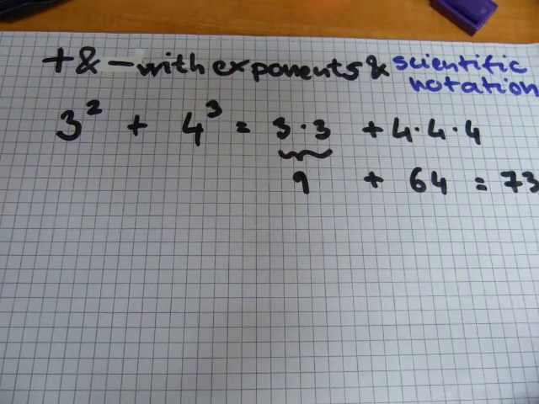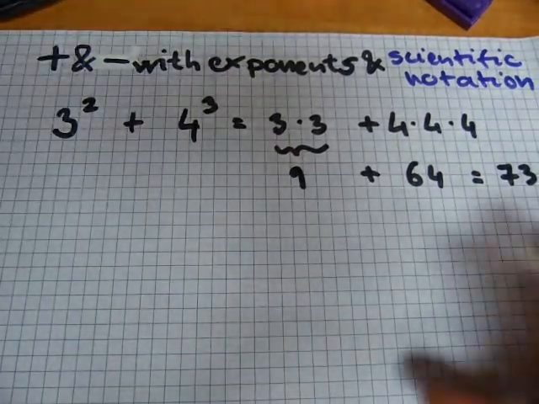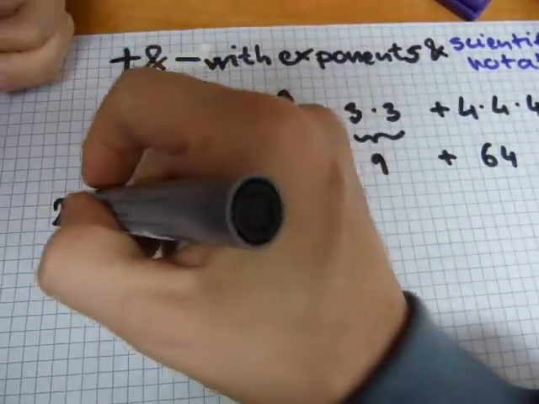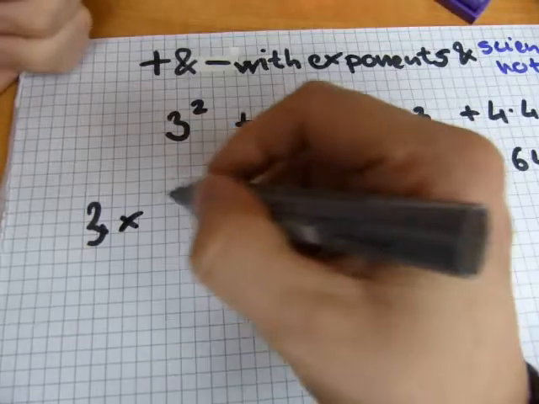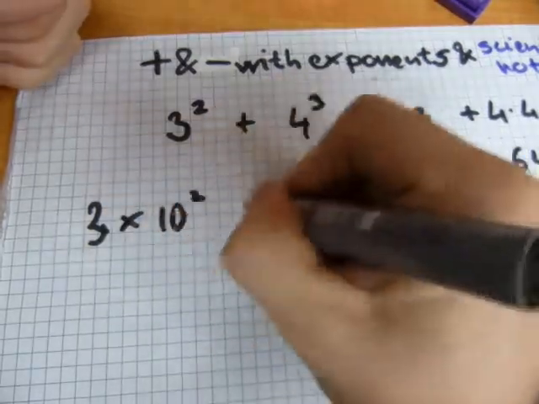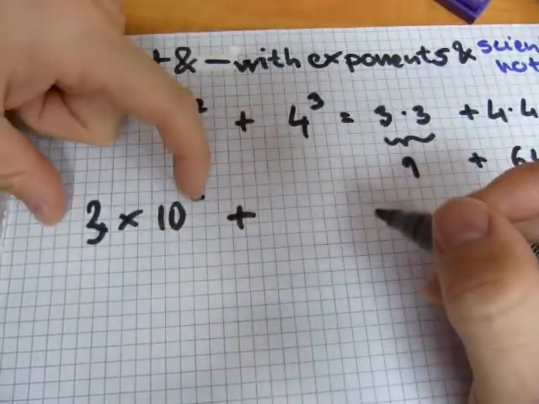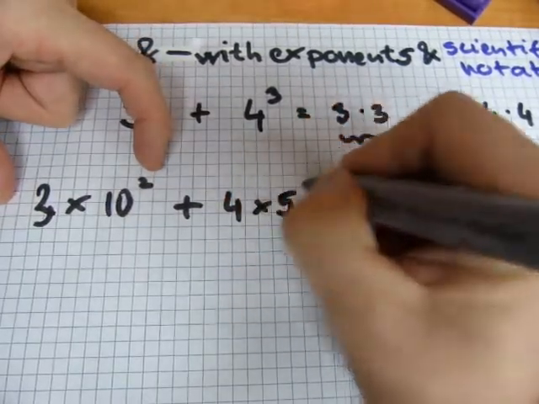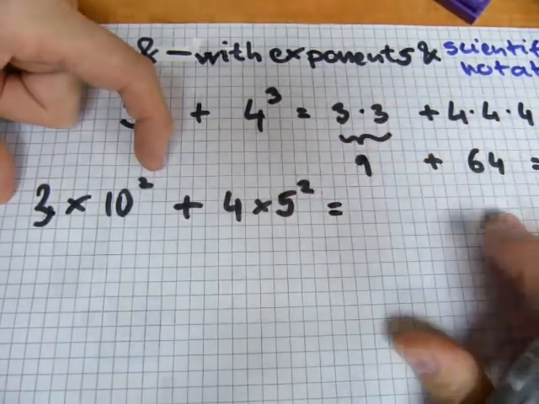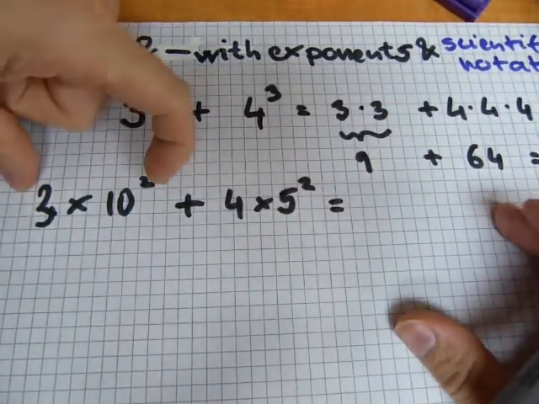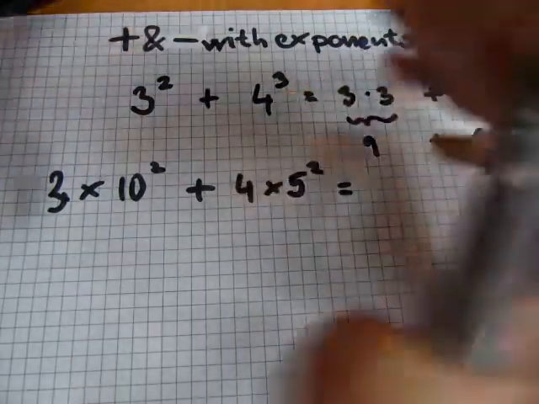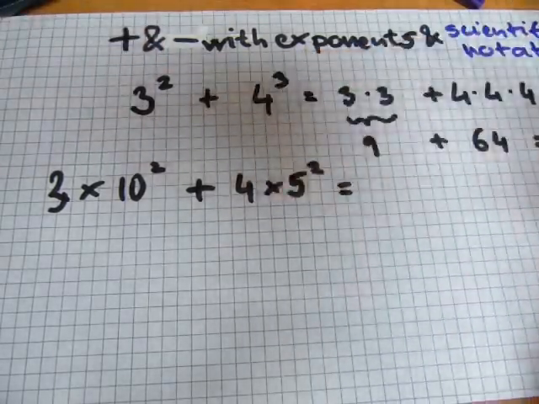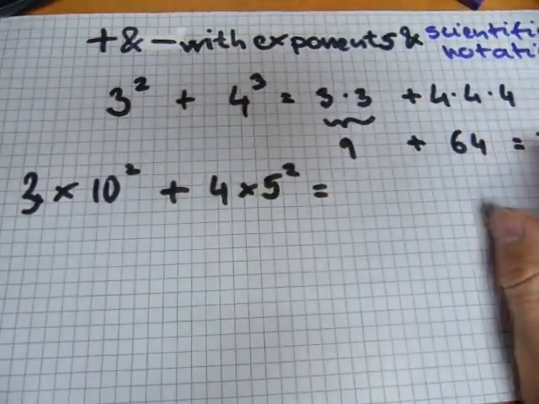Actually, let me do one more addition with numbers in scientific notation. How about 3 times 10 to the power of 2 plus 4 times 5 squared? It's doable. So here is one number and here is the other number. Mixing them in any random order doesn't work, just like you can't mix or add the 4 plus the 3. It's not 7.